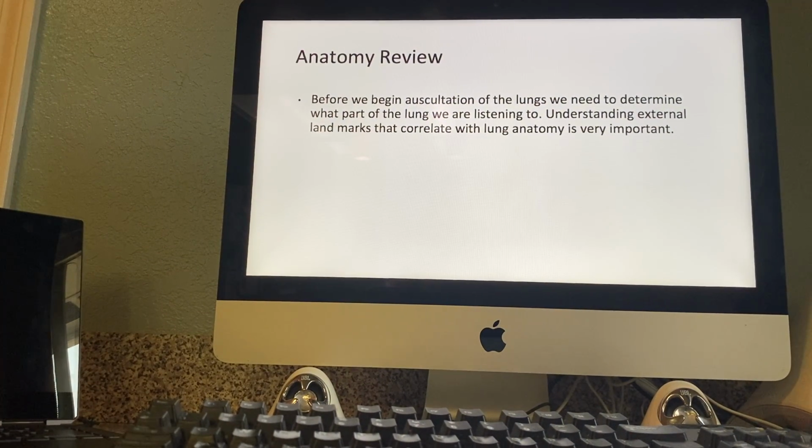Okay, take 4. Anatomy review. Before we begin auscultation of the lungs, we need to determine what part of the lungs we're listening to. So understanding the external landmarks that correlate with the lung anatomy is very important. Essentially, what this slide is saying is if we're listening on the outside, we need to know what external bony parts we're at externally to make the correlation to where we're at internally. So what lung portion we're listening to, what lobe of which lung, and all of that.